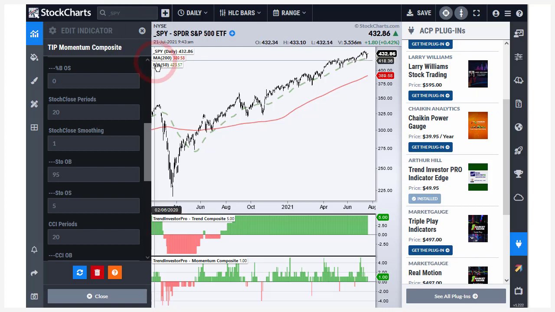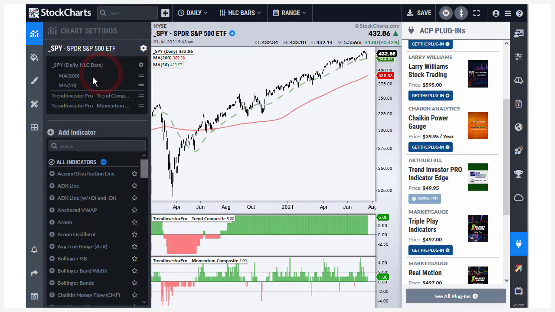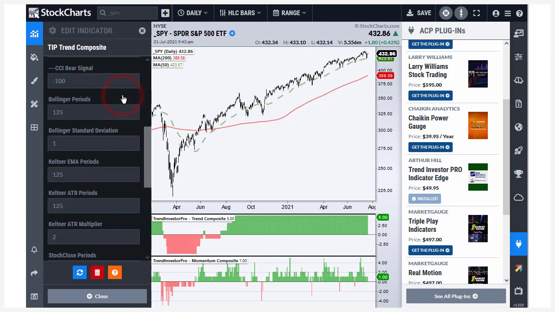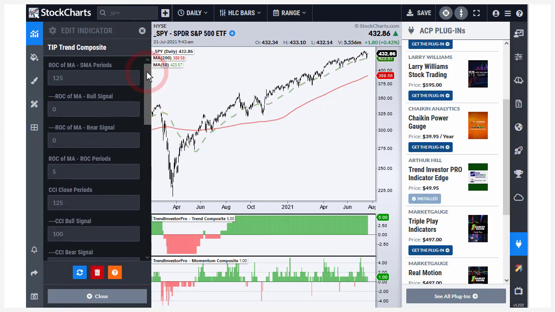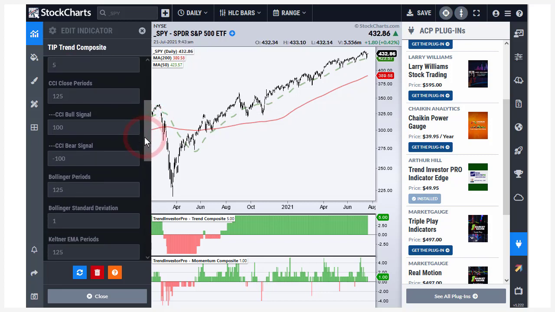So we're going to use the Trend Composite. I'm going to close this, and click on the settings in the Trend Composite, and you can see the indicators that I'm using. I'm using the rate of change of the 125-day SMA. That means when it turns up or down. I'm also using the Commodity Channel Index, 125 periods. That's about 6 months. When it goes above 100, it's bullish.